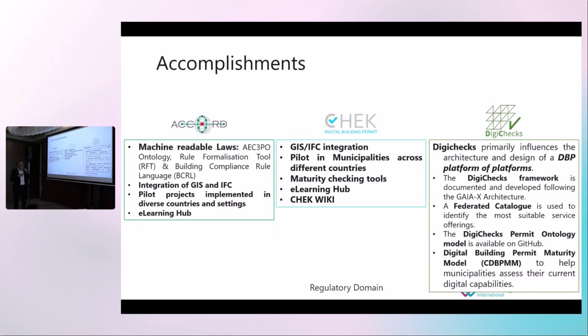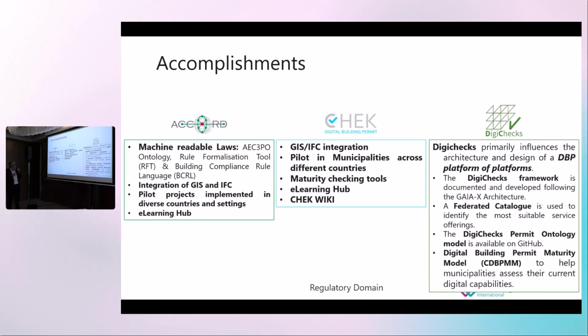Accomplishment. Accord is the one who released something about machine readable laws. The others didn't. I thought Czech was talking about this. Both projects, Accord and Czech, were talking about GIS and IFC integration. They did a big job, a big work about this, and each one was very interested in sharing the results and their gain, what they got during the project.